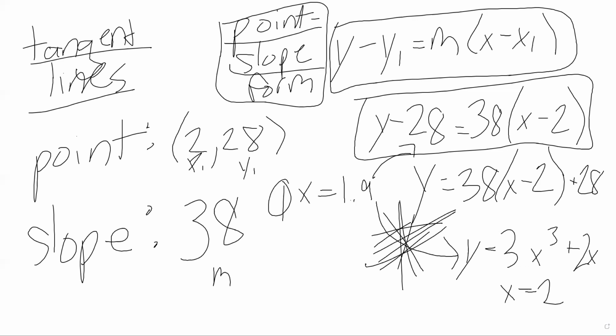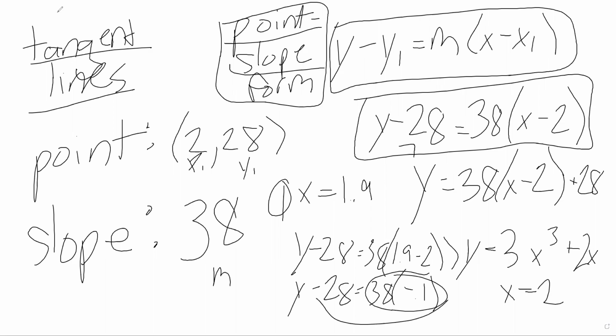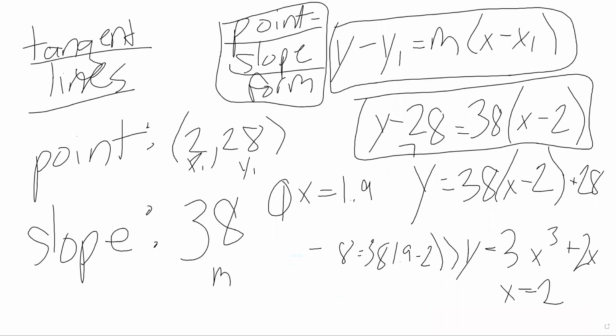So what you're going to do is y minus 28 equals 38 times 1.9 minus 2. Y minus 28 equals 38 times negative 0.1. And then whatever these two multiply together, and then you add the 28 over. I'm not going to do all that arithmetic here, just because that's repetitious and it's not important right now. And then whatever that y value is, that's the y value approximation for the tangent line when x equals 1.9.